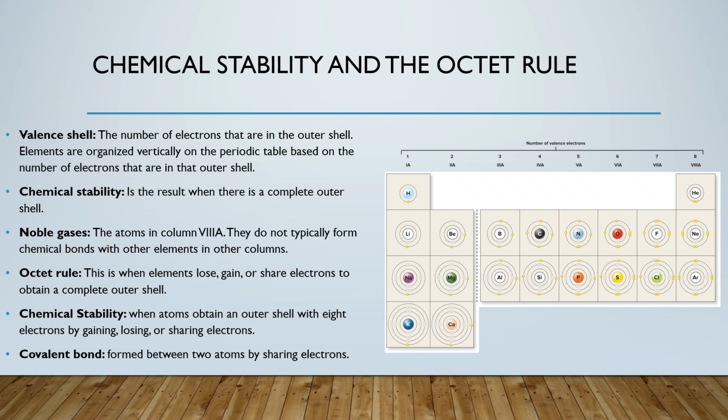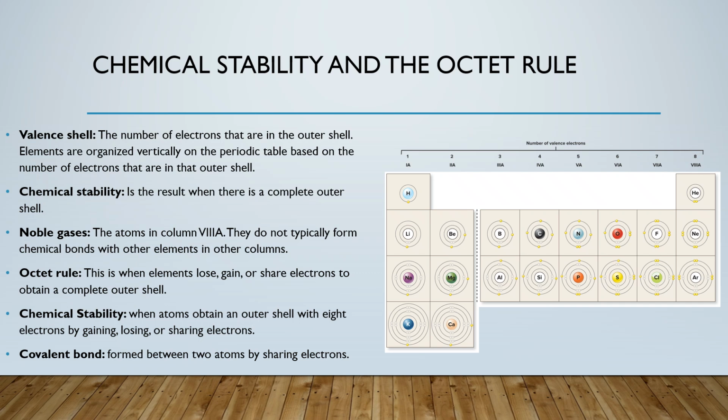A valence shell is the outer electron shell of an atom. The number of electrons in a valence shell determines reactivity. Elements in the same column have the same number of valence electrons. Atoms are chemically stable when their outer shell is full. Usually this means 8 electrons in the outer shell.